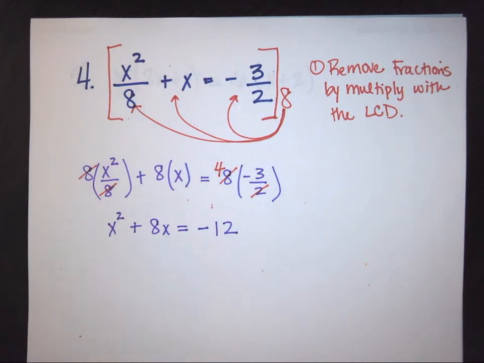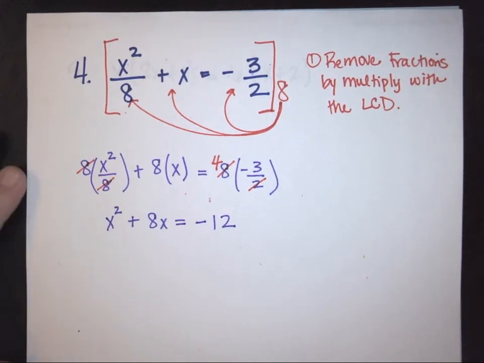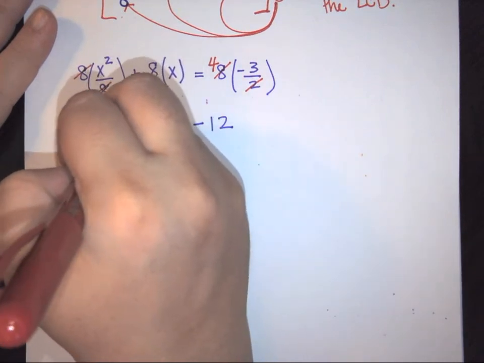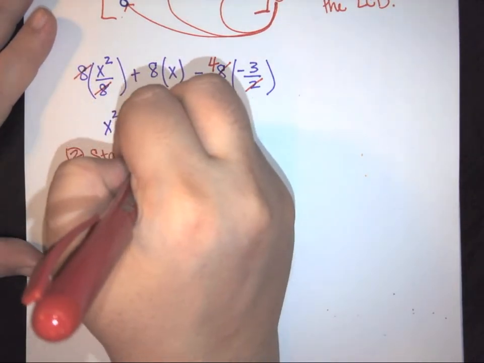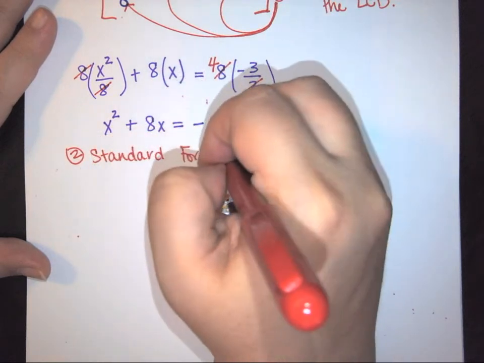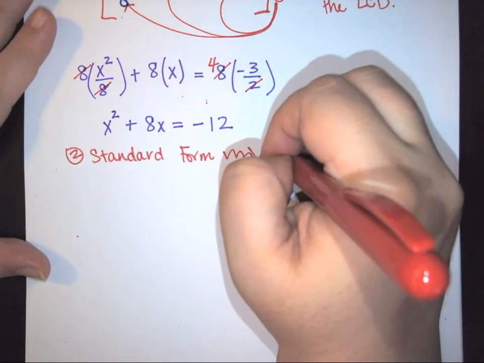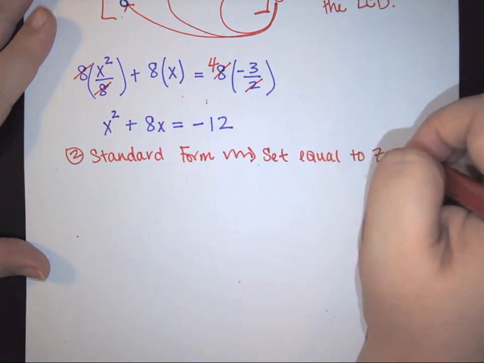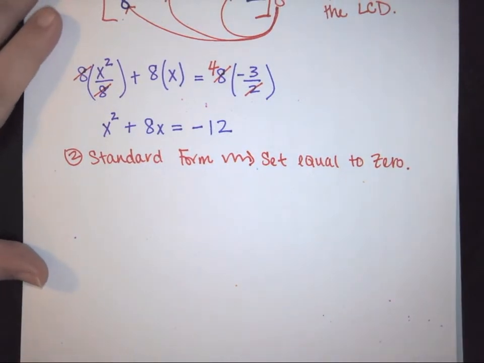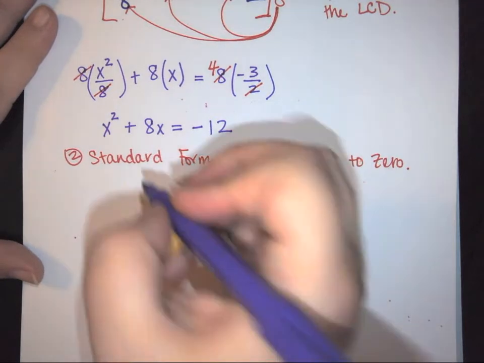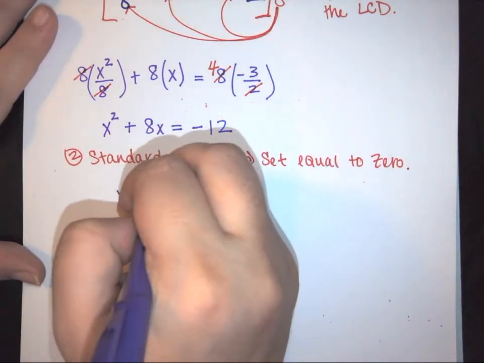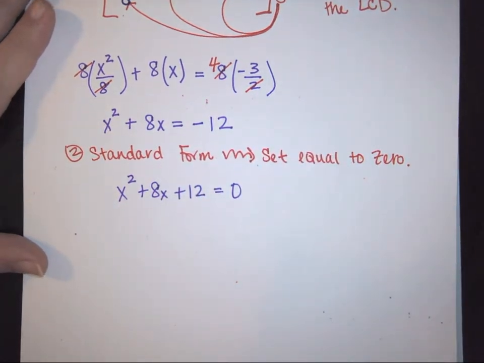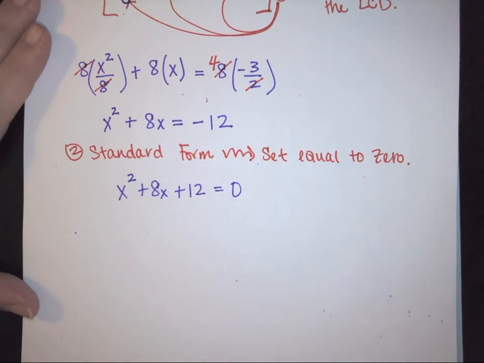Now that I've removed the fractions, you can see how this is actually much nicer, not quite as scary. So the second thing that we now need to do is remember that it needs to be in standard form, which essentially means that we have to set it equal to 0 so that we can solve. So in this case, that means I got to move the 12 over, so this becomes x squared plus an 8x plus 12 equals 0. And now we can go ahead and factor it.